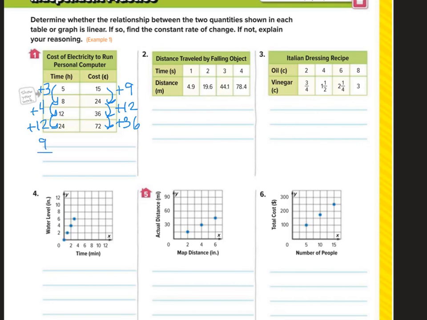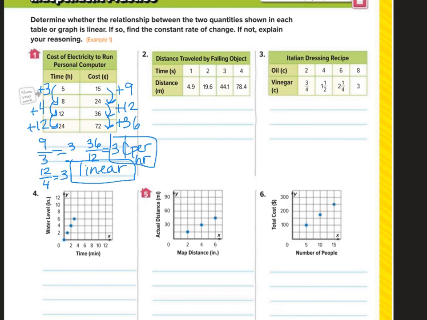So does 9 over 3 equal 3? Does 12 over 4 equal 3? And it does. Now does 36 over 12 equal 3? Yes. So it is linear. And the constant rate of change is 3, 3 cents per hour. Linear, 3 cents per hour.